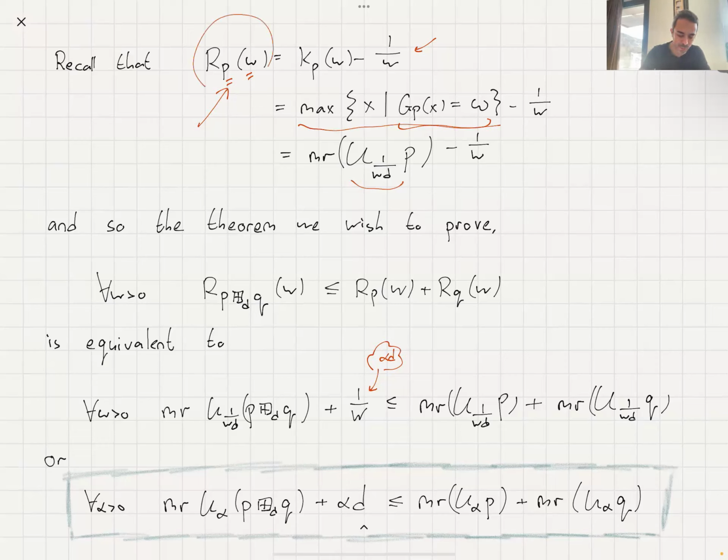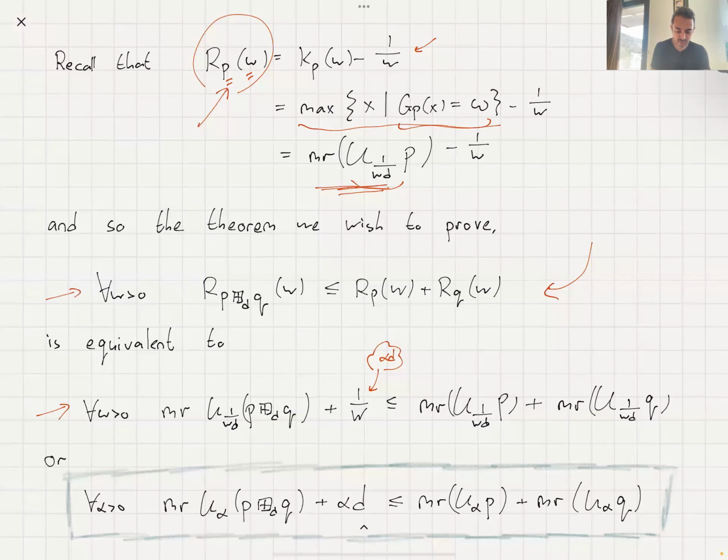So really, looking at the left and right sides, the R transform of P evaluated at W is precisely this max root minus 1 over W. And so the theorem that we wish to prove, which we stated in terms of R transforms, you can state in terms of the max root of this operator applied to different polynomials. So you can replace each of these, but let me erase that because it's a mess, with the corresponding maximum root of the U operator applied to the corresponding polynomial. And so you'll get this thing.